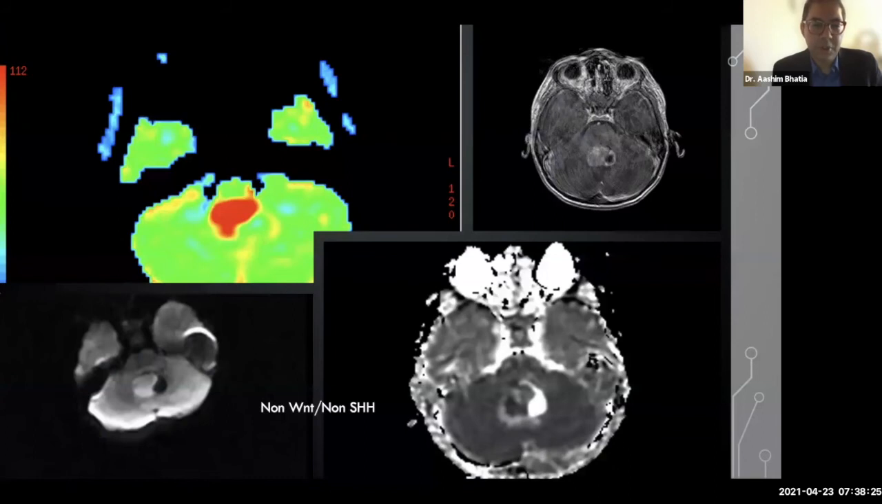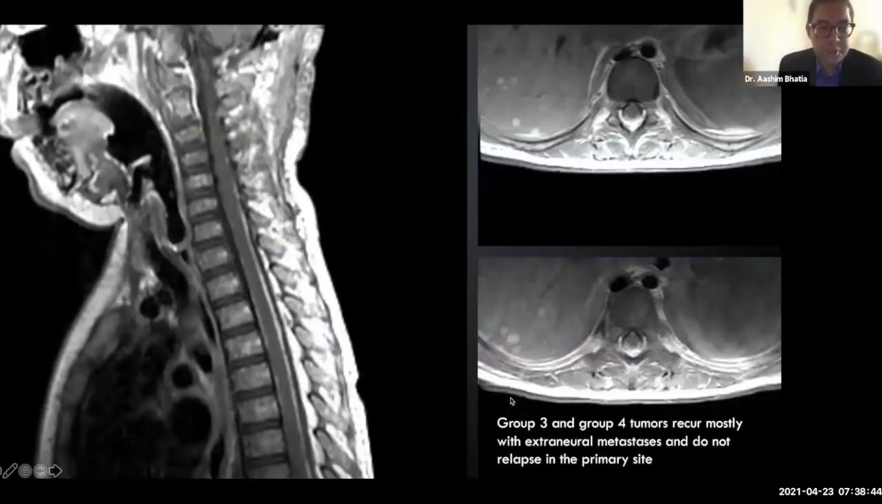Another medulloblastoma, this was a non-Wnt, non-sonic hedgehog. ASL showing increased perfusion to tumor, not surprising. But post-contrast showing enhancement. Again, DWI showing reduced diffusion. So make sure you get a good quality DWI sequence to help differentiate this tumor from other tumors in the posterior fossa. They can present with metastatic disease, as in this case.